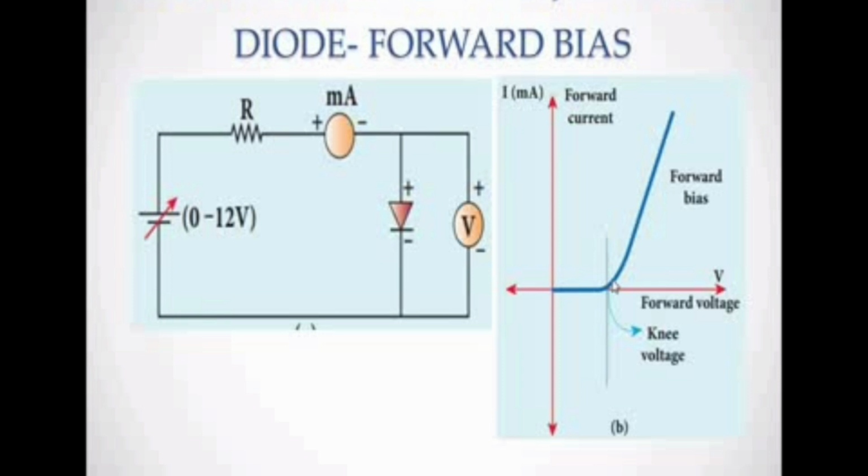You can do that as a practical in the lab. Next thing is that this diode behaves like a conductor when it is in forward bias.